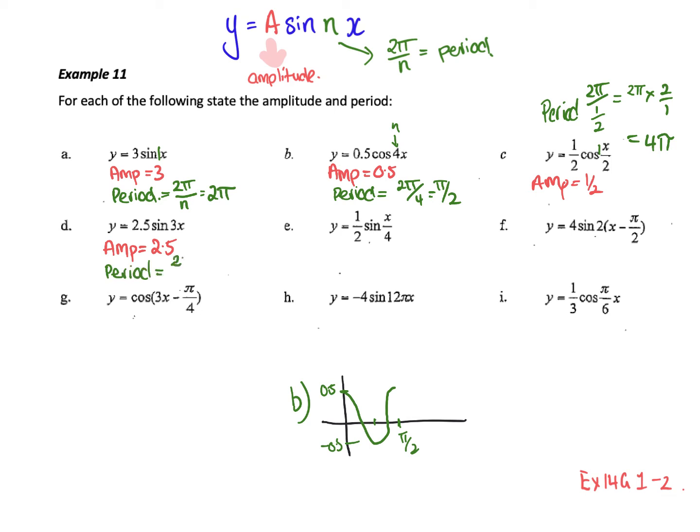2 pi over 3. Yep, beautiful. So you just leave it like that. Good. Jack, what's the amplitude of this one? A half. And what about the period?